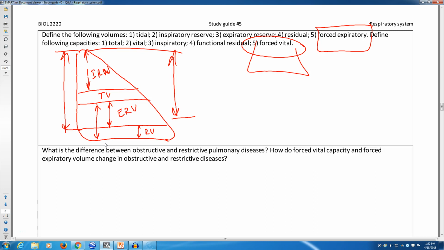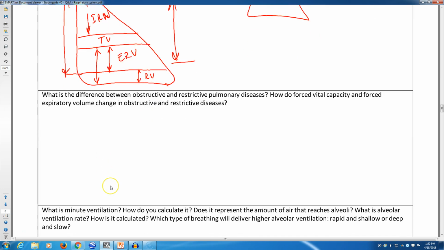Because airways are constricted, I cannot expire as fast. Does that make sense? So it measures the volume over a period of time. So that brings us to the obstructive and restrictive diseases. So obstructive disease, what does that mean? Blockage of respiratory passages. What's going to be altered in the obstructive? Forced vital capacity or forced expiratory volume?